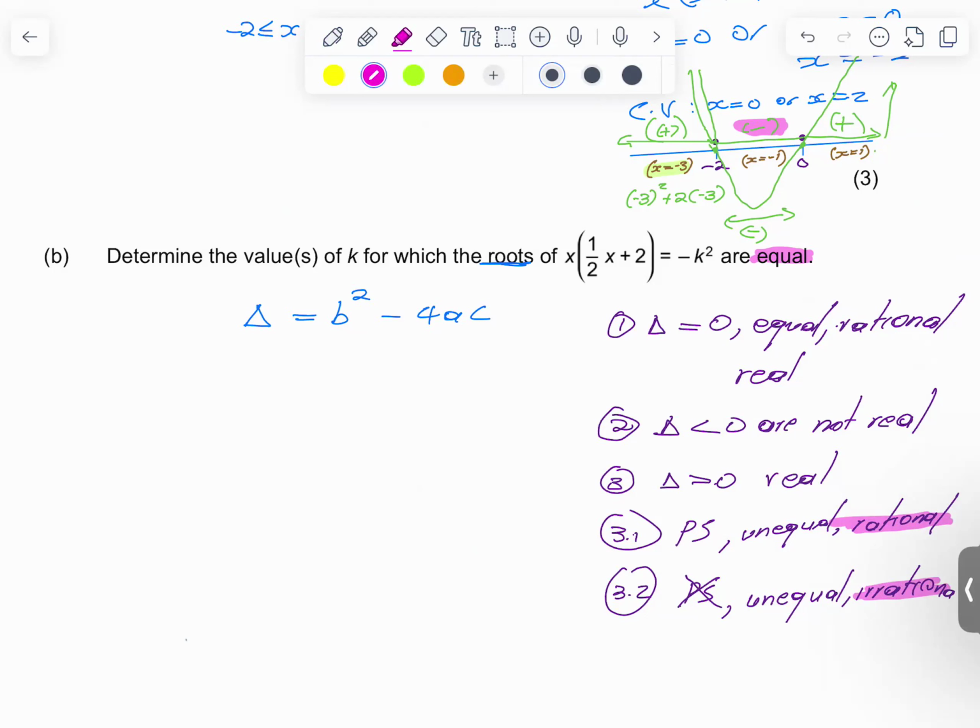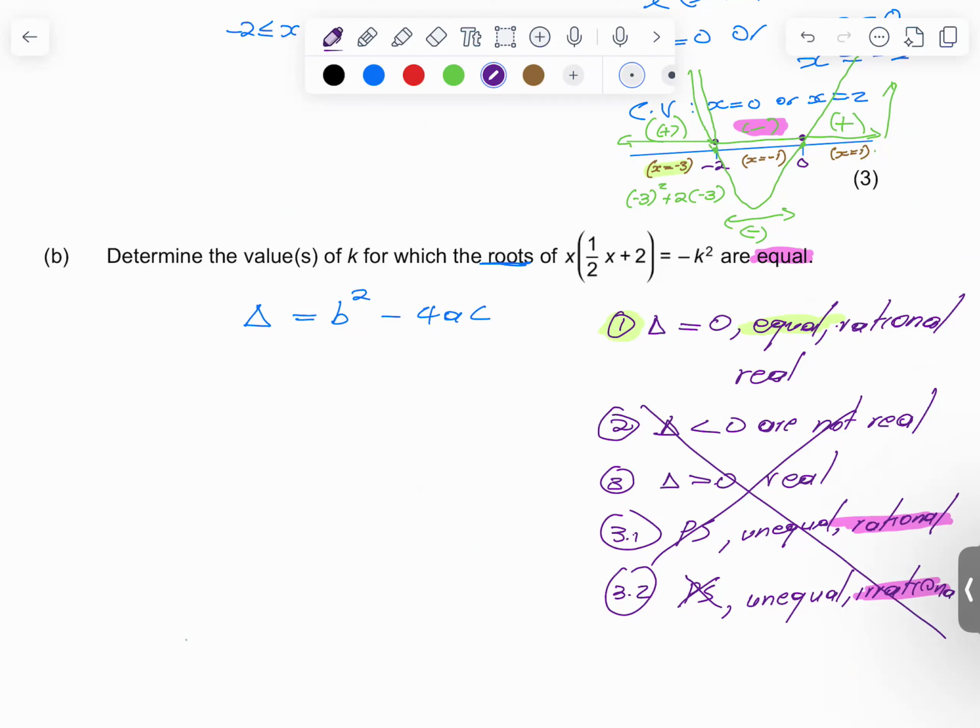But I'm going to go back to the question, what the question is asking us. Basically, the question wants us to determine where the roots are real. And besides being real, those roots must be equal. So basically, we just need to use condition number 1. We don't need to use the other conditions. But first we have to find delta.